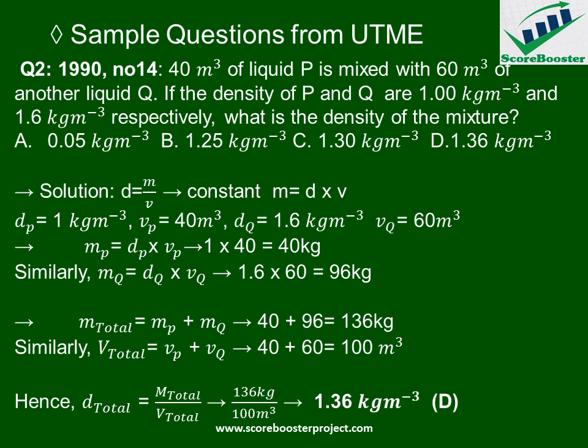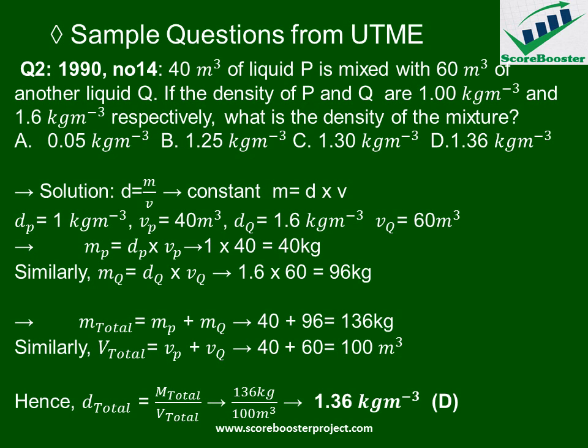Now let's go to our parameters. We are given the density of liquid P, which is represented here by dP, to be 1 kg per meter cube. Then we are given the volume of liquid P to be 40 meter cube. So phi P here is the volume of liquid P, which is 40 meter cube. Then also we are given the density of liquid Q, which is represented by dQ, and that is 1.6 kg per meter cube. And lastly, we are given the volume of liquid Q, which is represented by phi Q, to be 60 meter cube.